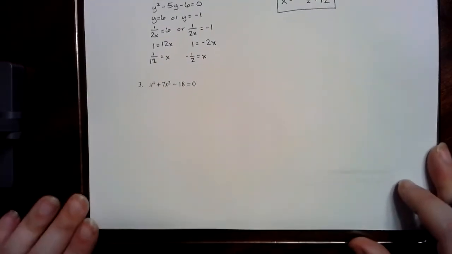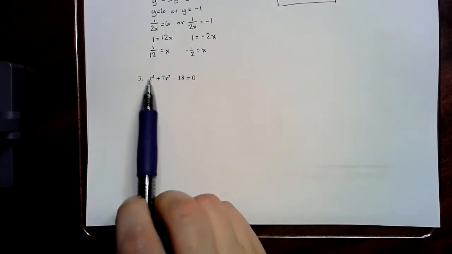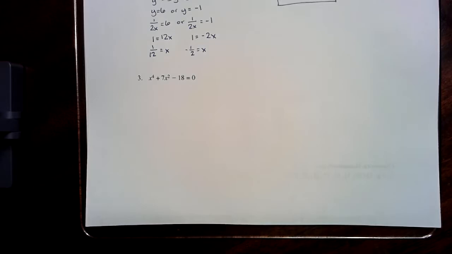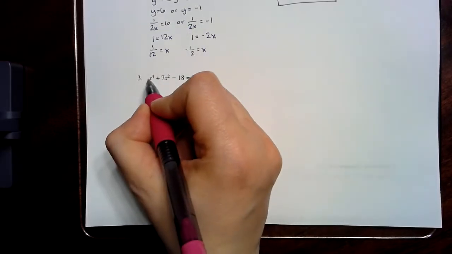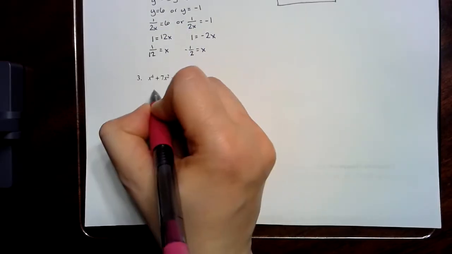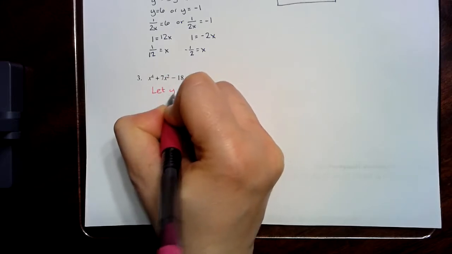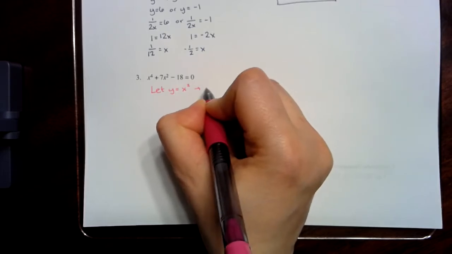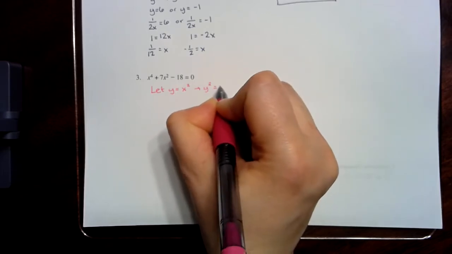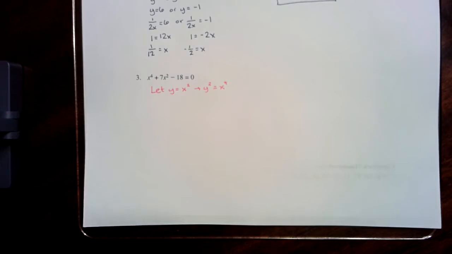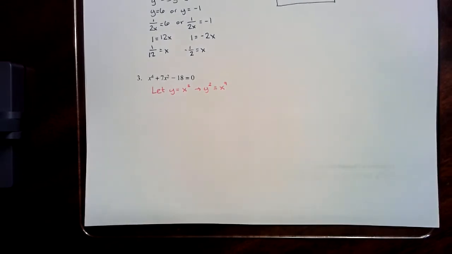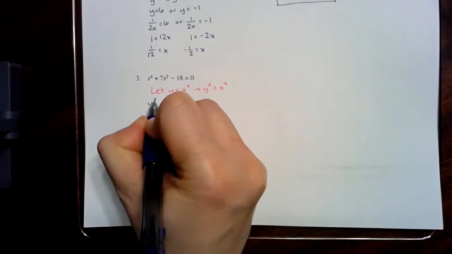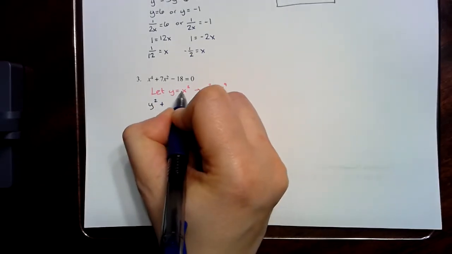Let's try it again. Here, it doesn't look like a square, but if you notice, x squared, when you square it, gets me to x to the 4th. So if I let my y be x squared, then y squared would be x to the 4th. So let's do that. X to the 4th, that's y squared. X squared, that's y.